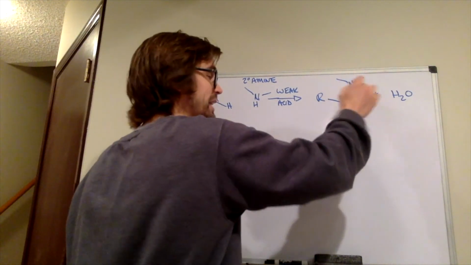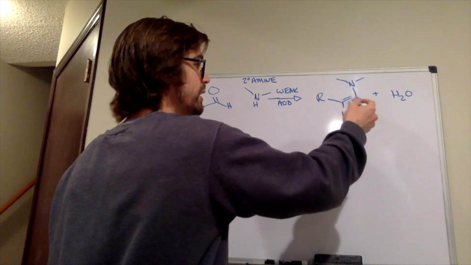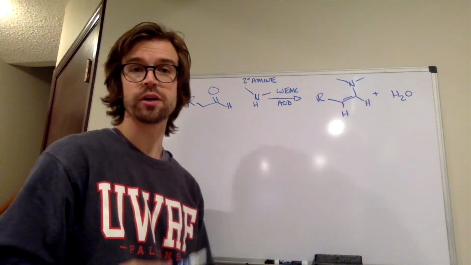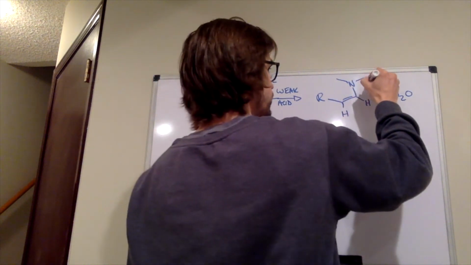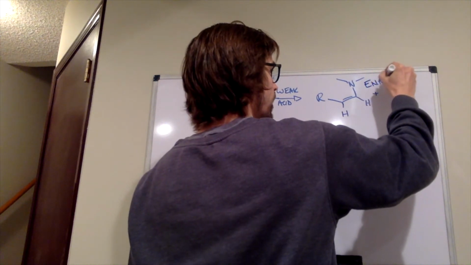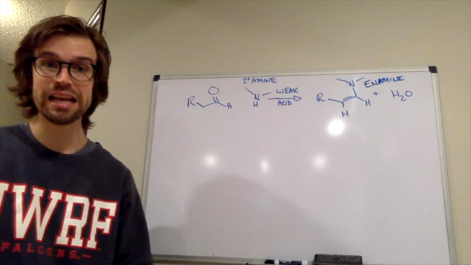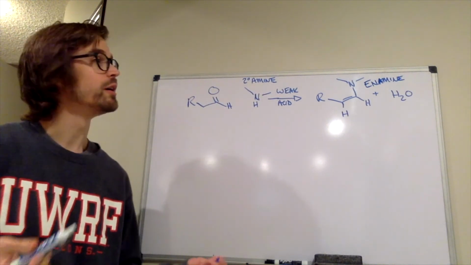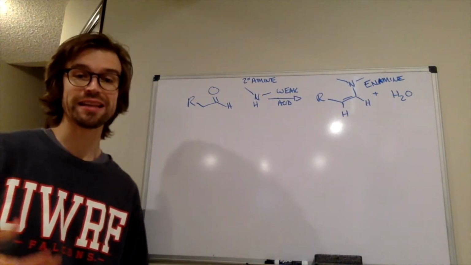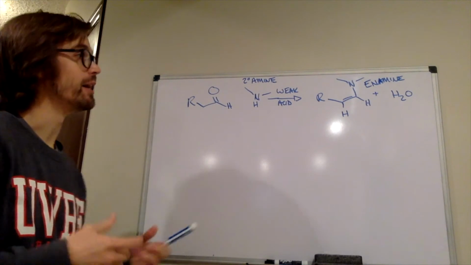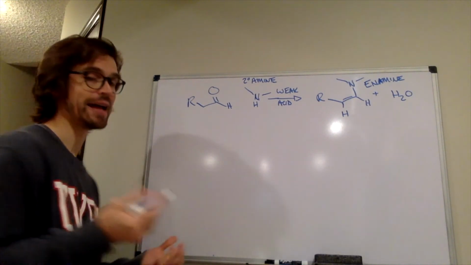Well, we have an amine, right? That's an amine. Looks like a tertiary amine. And this is an alkene. Alkenes we call enes. This is an amine, so together we call this functional group an enamine. Enamines are formed by essentially the exact same mechanism as imines, except the last step is a bit different.